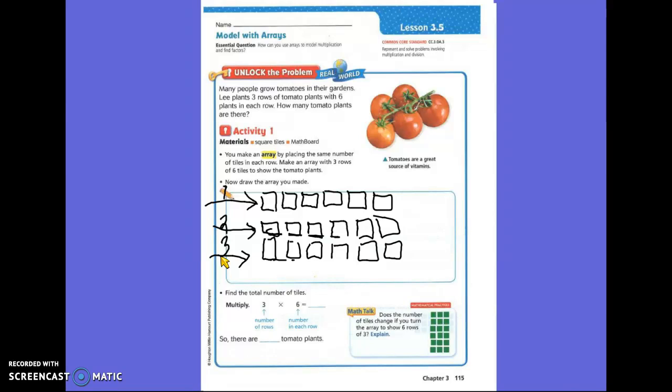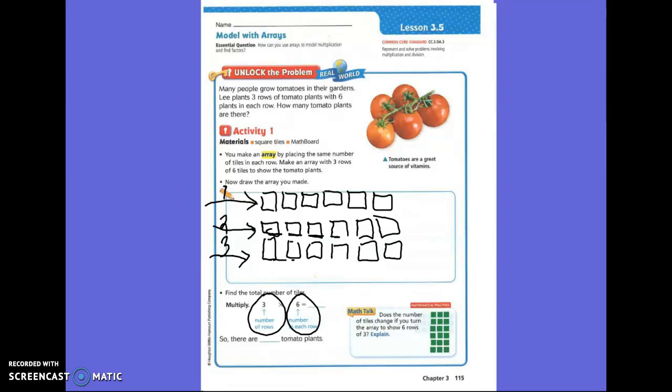Guys, look down here at the bottom. Do you see the order of the multiplication? Yes. The rows come first. The number of rows is your first number. What's your second number, Callie? 6. But what does it mean? The 6 means that there are 6 tiles in each row. Yes, there are 6 tiles in each row.